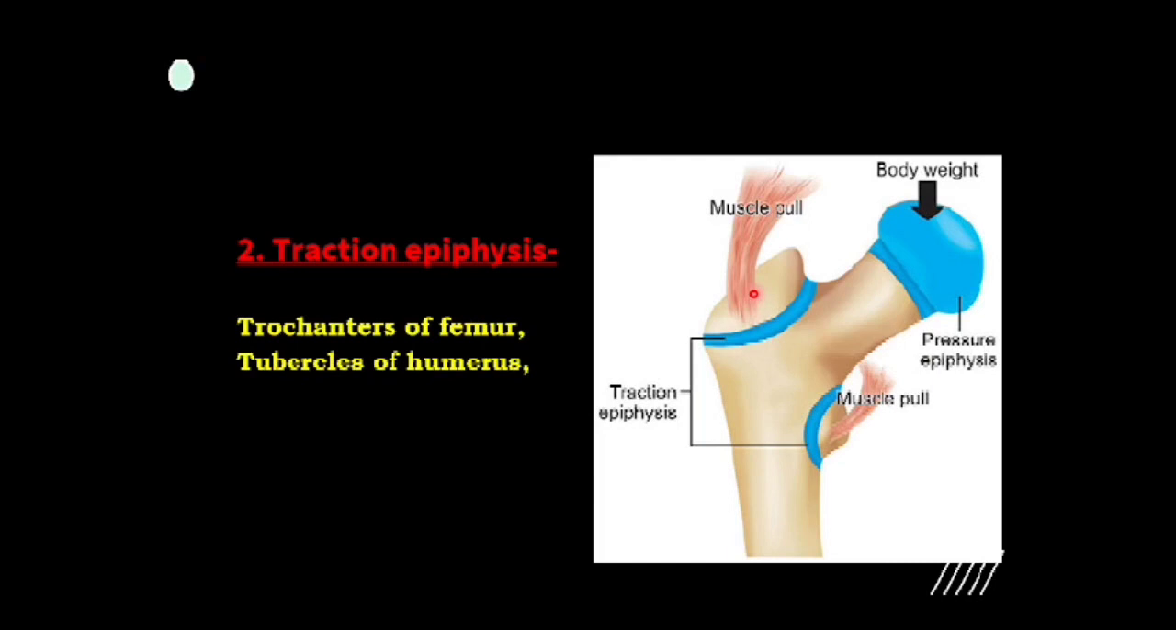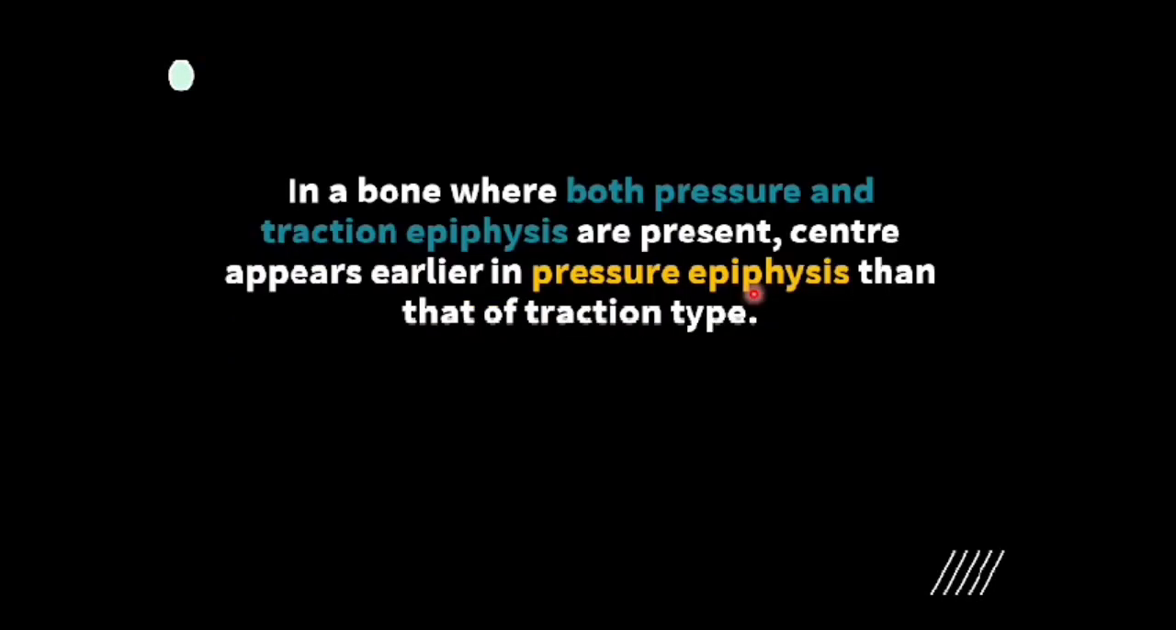When the baby is able to hold his or her head in the normal position, due to the pull by that, the mastoid process develops. So initially it is underdeveloped, later it develops by about 2 years of age. So that is also considered to be a traction epiphysis. So keep this point in mind, that is, in a bone where both pressure and traction epiphysis are present, the ossification center appears earlier in the pressure epiphysis than that of traction type.